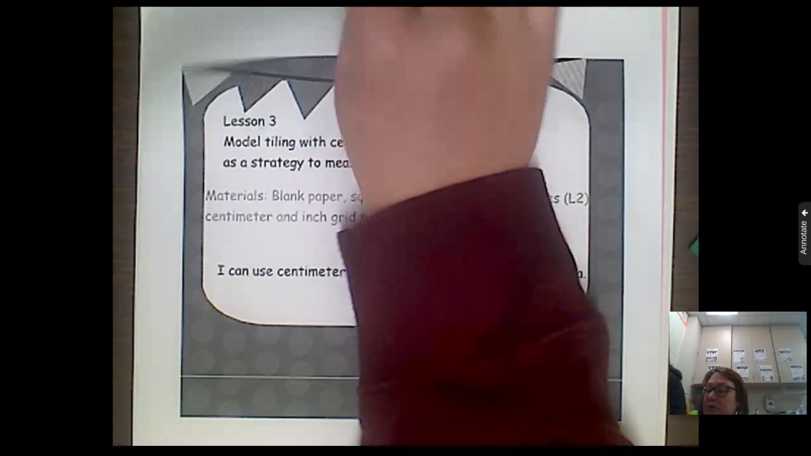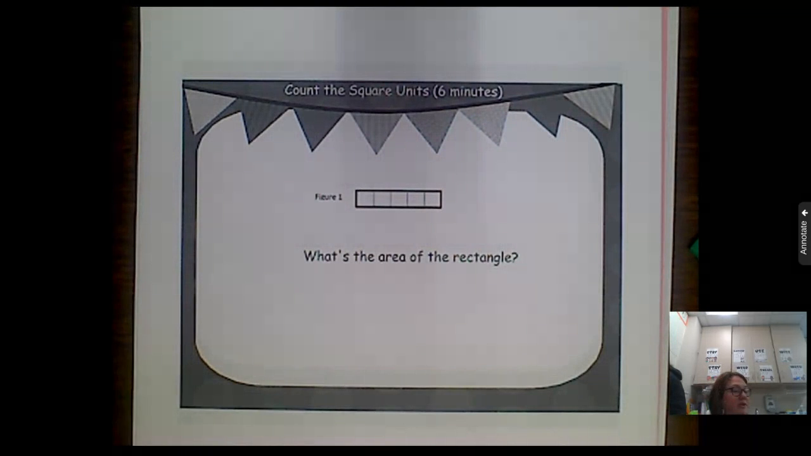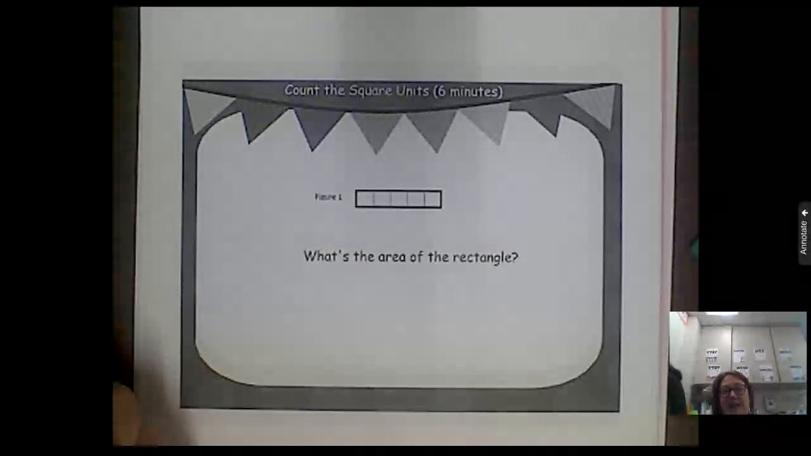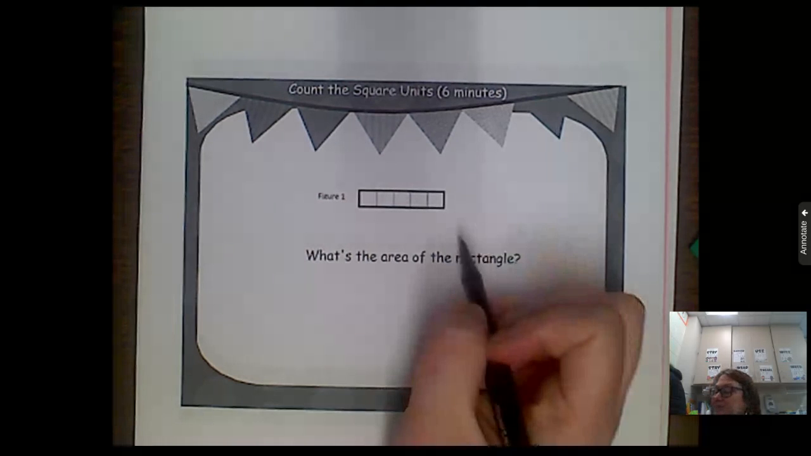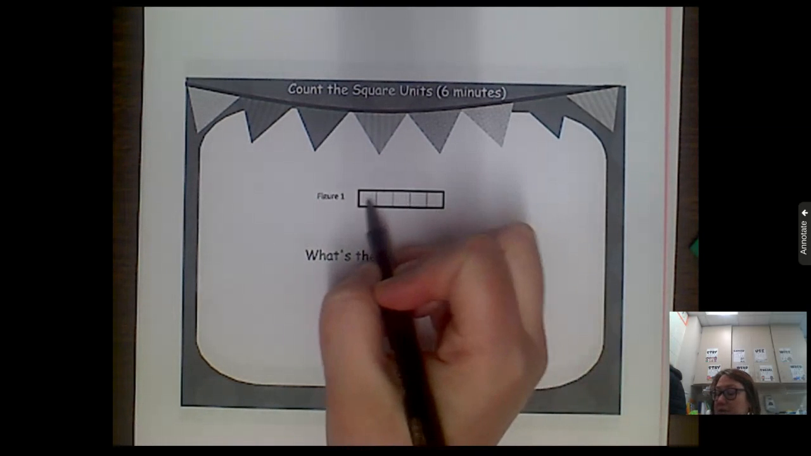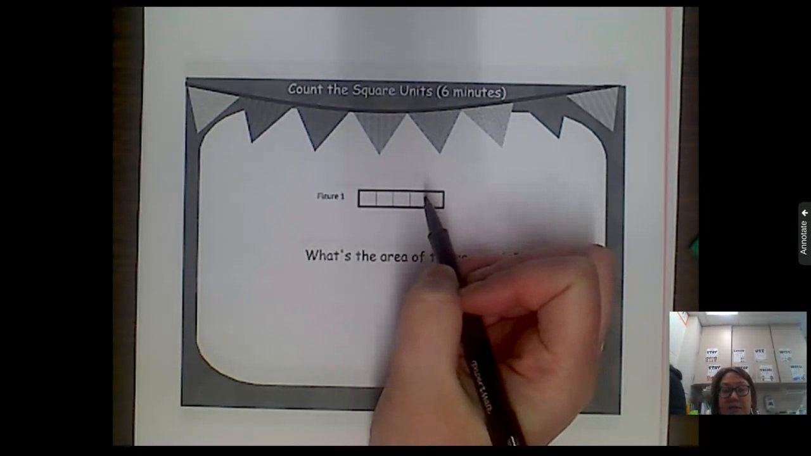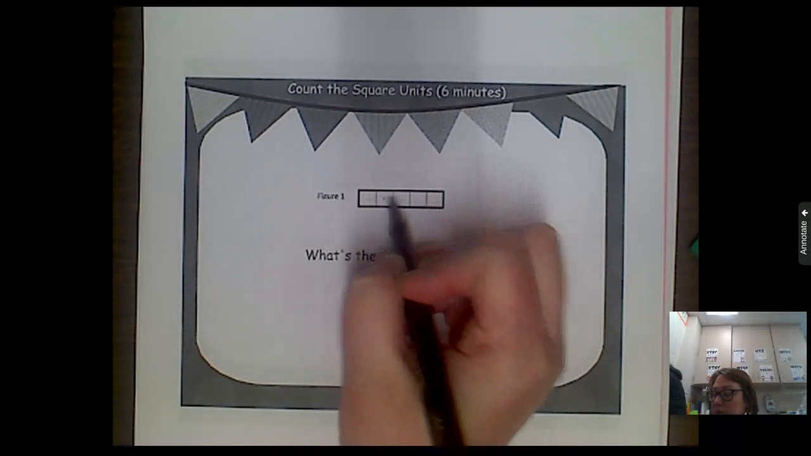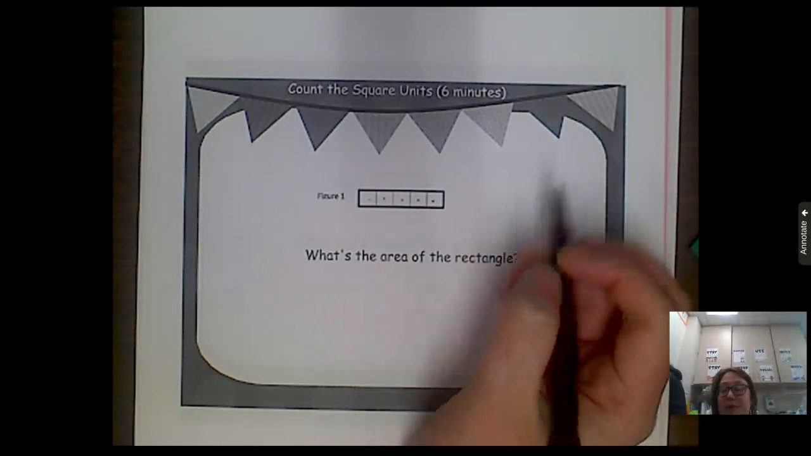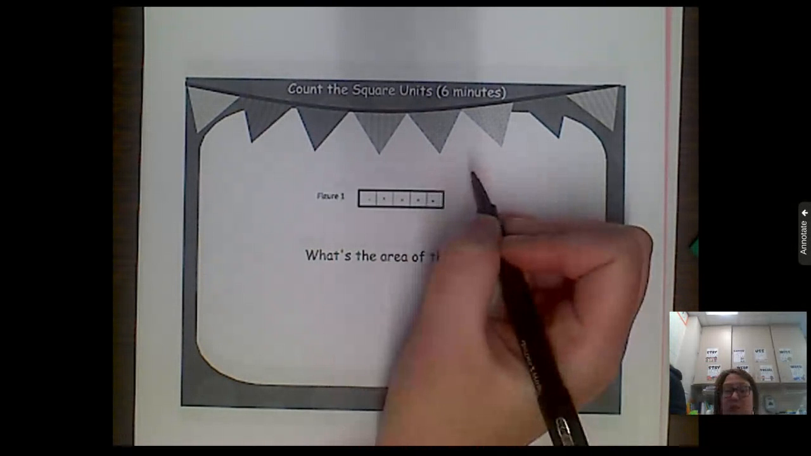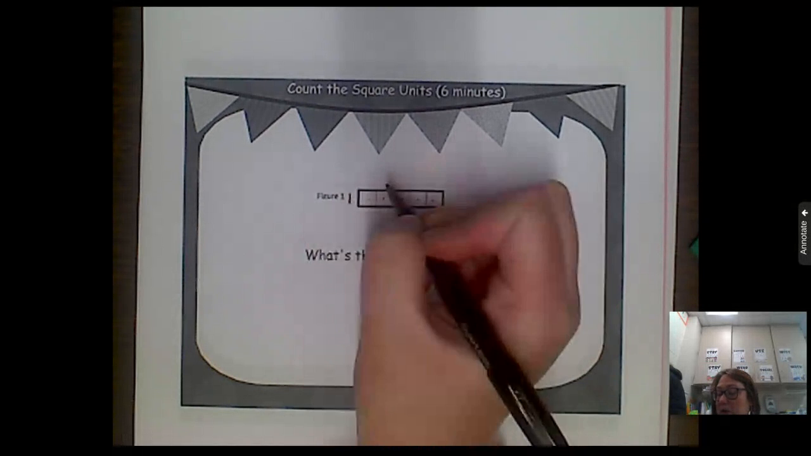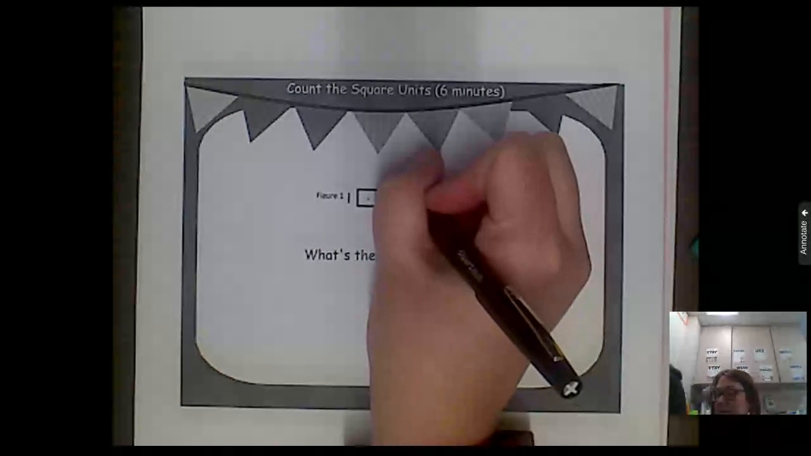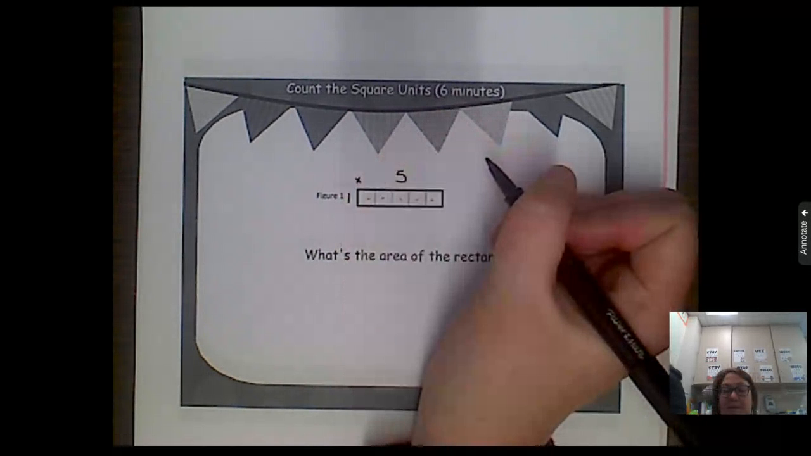Before we jump into our problem set, I want to do a quick review of what we did yesterday. I have a few slides where we're finding the area of a rectangle. If we look at figure 1, what is the area of the rectangle? A couple different strategies. You could simply count the squares: 1, 2, 3, 4, 5. Or, just like we would do with an array, I could label my side lengths. There is 1 row, and there are 5 in each row. So 1 times 5 is 5.